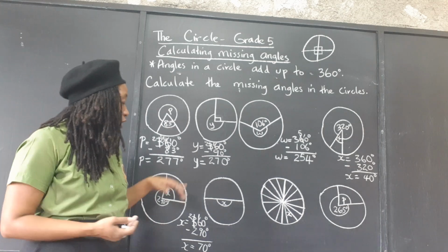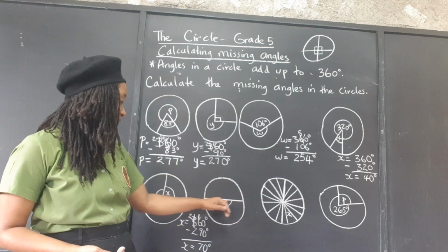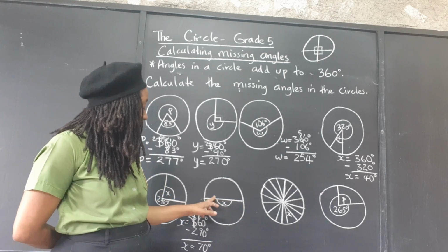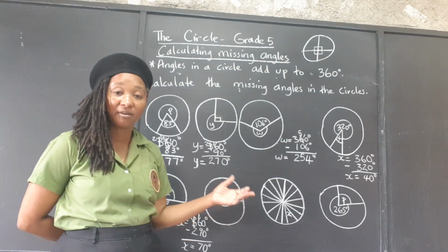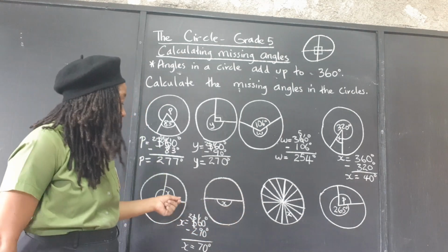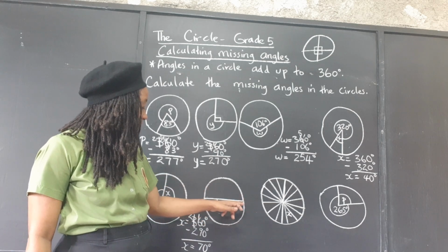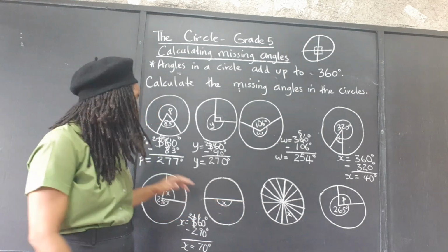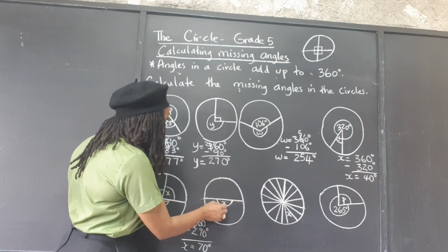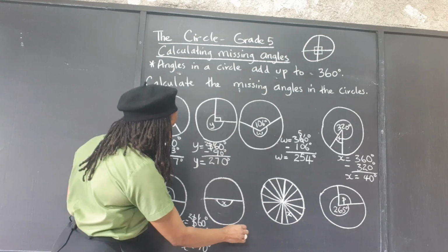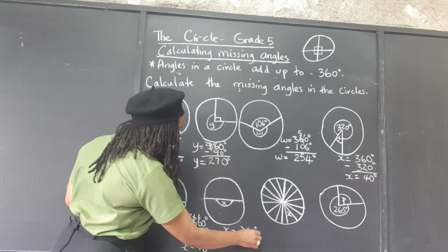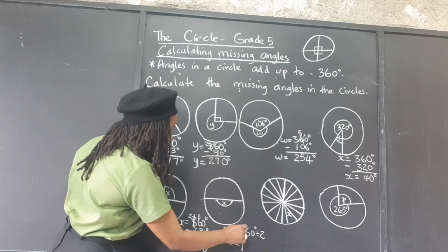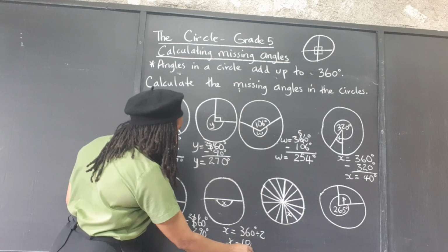Well, looking at this, we see that this is the diameter. It's a straight line across the middle of the circle. Therefore, this angle must be half of the full circle. The full circle is 360 degrees. This is the diameter running across the middle of the circle. So the angle formed along the diameter is half, or 360 degrees divided by 2, which is 180 degrees.